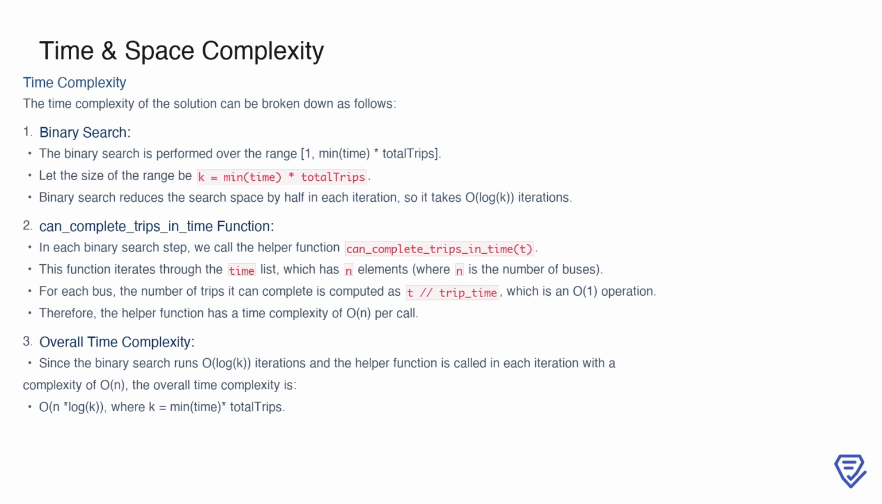Within each iteration of binary search, we use a helper function called can_complete_trips_n_time. This function evaluates whether all buses in the time list can collectively complete the required trips within a given time t. Here, the function iterates through the time list, performing an O(1) operation for each bus to calculate the trips it can complete using integer division. Therefore, the time complexity of this function is O(n), where n is the number of buses. Combining these, binary search runs O(log k) iterations, and each iteration involves a helper function call with complexity O(n). Hence, the overall time complexity of the solution is O(n * log k).